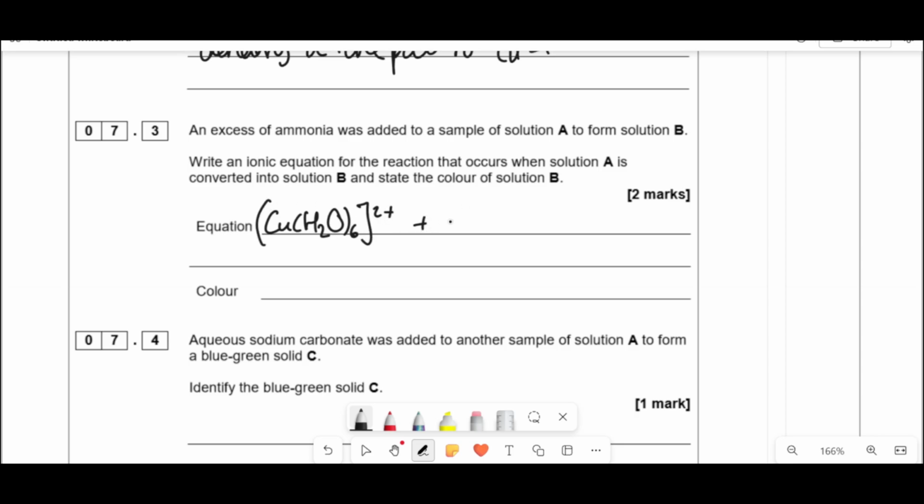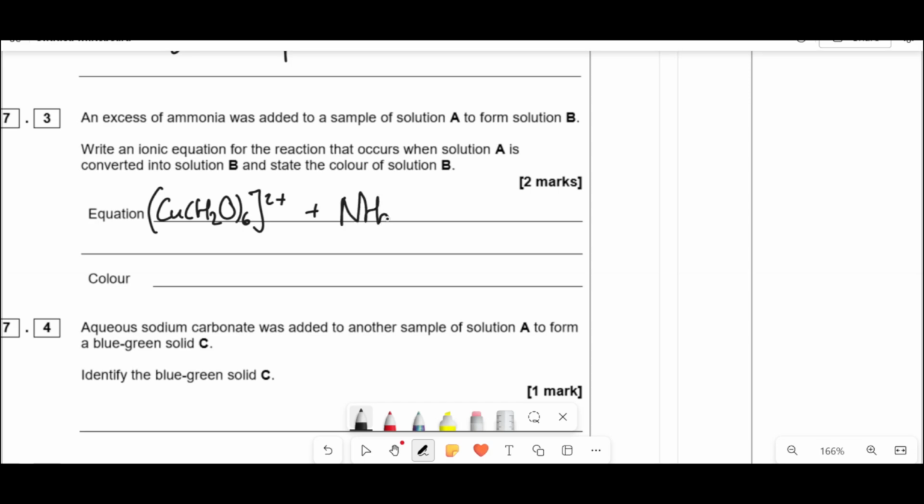Now the question's saying we're adding an excess of ammonia, NH3, and we're making a solution. If it's a solution, we're not going to be making a Cu(OH)2(H2O)4 because that's solid. Generally speaking, in this topic, if it's still charged, it's going to be a solution. So in this case, we're making something that still is a solution and is charged. And the only one that we should know, because it's an example you need to know, is Cu(NH3)4(H2O)2 2+, a partial ligand substitution reaction.